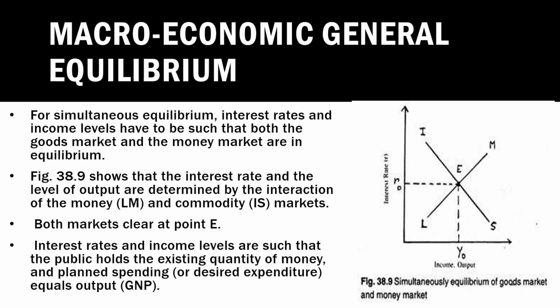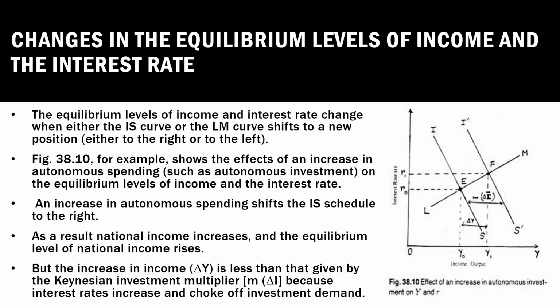Now, in the figure you could see that the rate of interest and the level of output are determined by the interaction of both the curves, and the equilibrium is attained at point E. The interest rate corresponding to the equilibrium level is R0, and the equilibrium level of income is Y0.